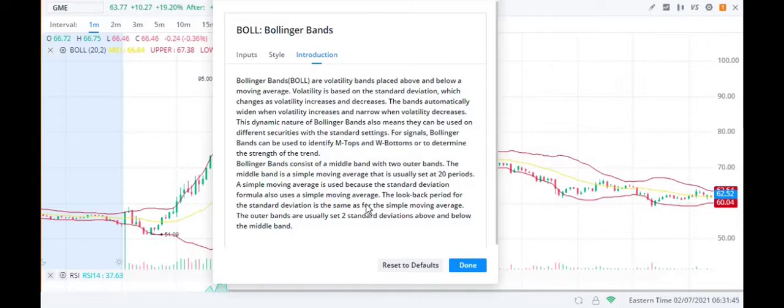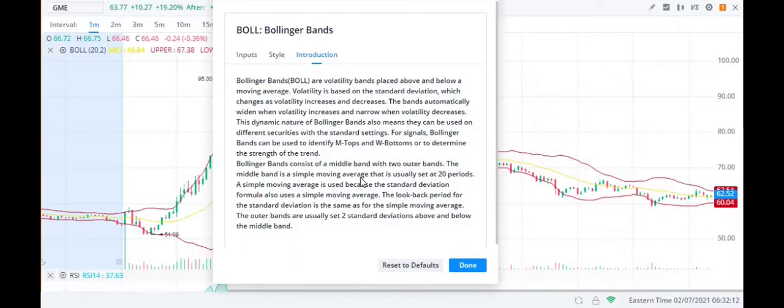Bollinger Bands consist of a middle band and 2 outer bands. The middle band is a simple moving average that is usually set at 20 periods, which mine is. The simple moving average is used because the standard deviation formula also uses a simple moving average. The look-back period for standard deviation is the same as for simple moving average. The outer bands are usually set 2 standard deviations above and below the middle band.